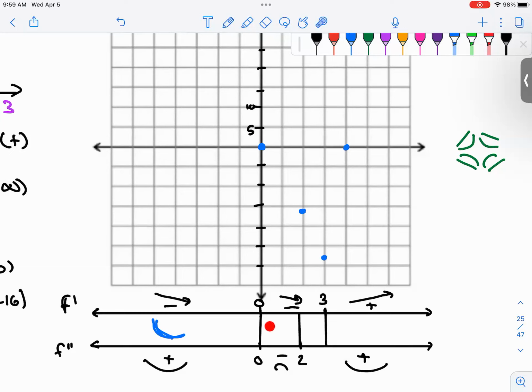From 0 to 2, it is concave down and decreasing. So that's going to be this shape here, because you're decreasing and concave down. So your shape is going to be like this. Then you're going to be decreasing and concave up again, so it's this shape again. And then increasing and concave up, that's going to be this one right here.